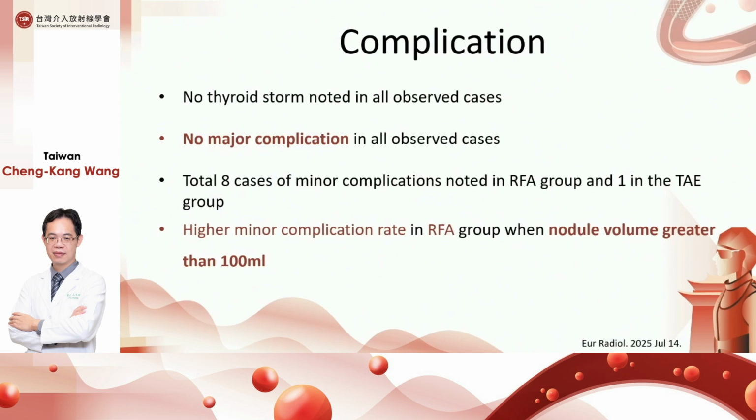No thyroid storm was noted in all TAE patients, and no major complication in the 2 groups. A total of 8 cases of minor complication were noted in the RFA group and 1 in the TAE group. So there was a higher minor complication rate in the RFA group when nodular volume was greater than 100 milliliters.